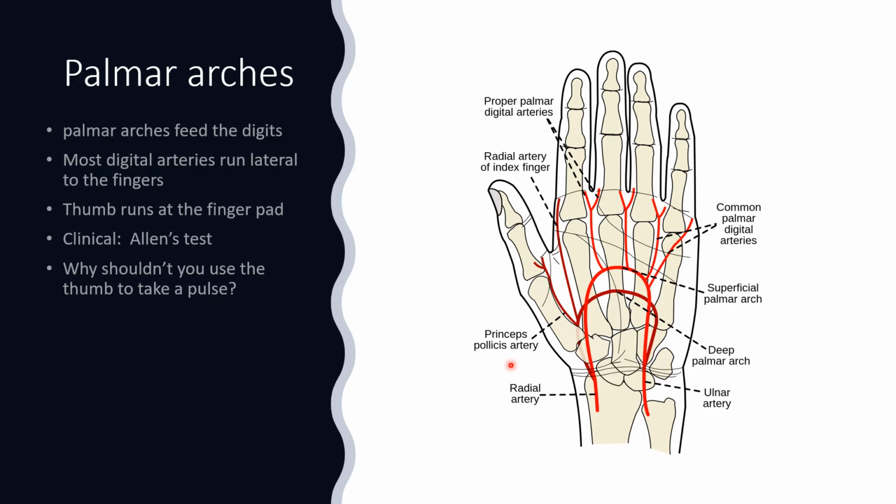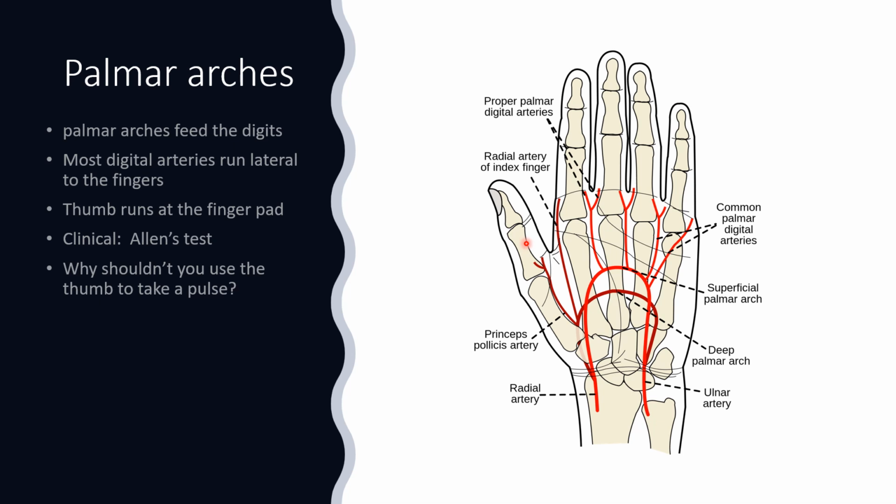Now, as you go to the hand, you have this connection. And so we end up making these two arches called the palmar arches. One's called the deep palmar arch, one's called the superficial. And they're going to branch and give radiations to the fingers. And so you actually end up having digital arteries coming over here. Now, one of the neat things is most of the digital arteries run on the sides of the fingers, except for the thumb. And the thumb, it actually runs right underneath here.